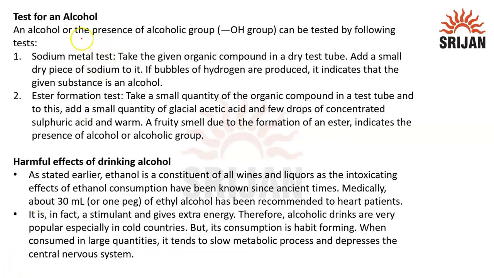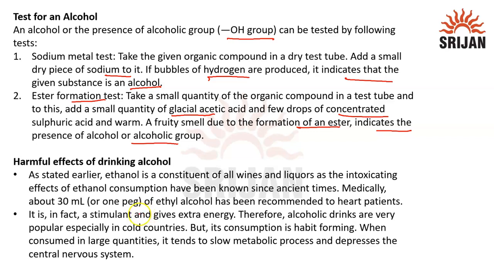Now, how do we test alcohol? The presence of an OH group can be tested by the sodium metal test. We take the organic compound in a dry test tube and add a small dry piece of sodium to it. If bubbles of hydrogen gas are produced, it indicates that the substance is alcohol. Then the ester formation test. We take a small quantity of the organic compound in a test tube and add a small quantity of glacial acetic acid and a few drops of concentrated sulfuric acid and warm. A fruity smell due to the formation of an ester indicates the presence of an alcohol group.